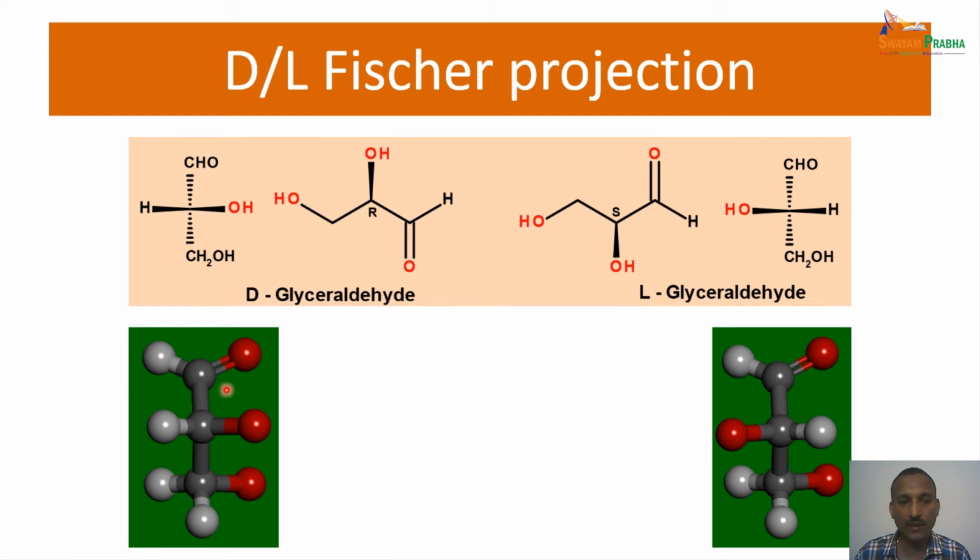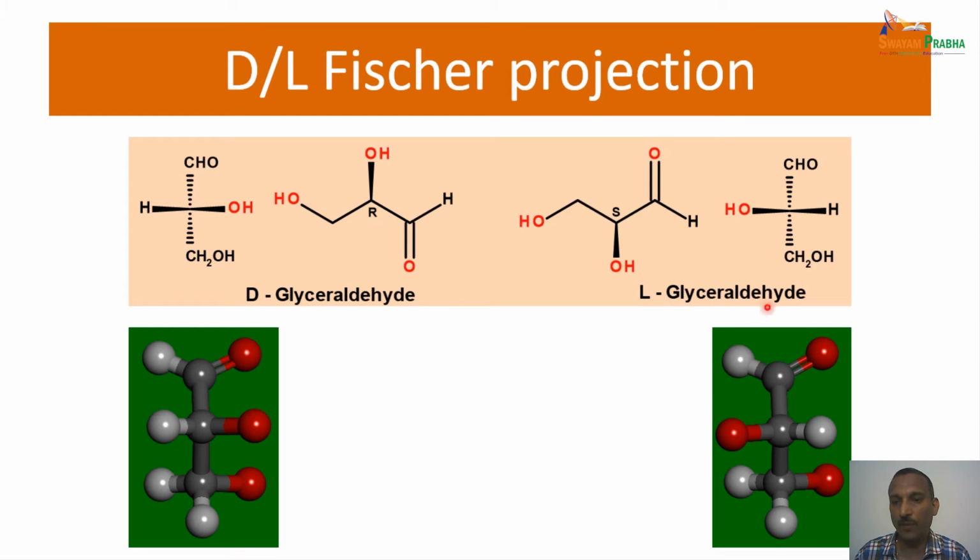In this case, we have written the same molecule in the three-dimensional way. Here the CH2OH is at the bottom. This is the second carbon, where the hydroxyl is on the right hand side and the hydrogen is on the left hand side, and the aldehyde group is at the top. So this is how glyceraldehyde is written in three-dimensional way. For this one, the second carbon, the last but one carbon, has the hydroxyl on the right hand side. So this is the D-isomer.